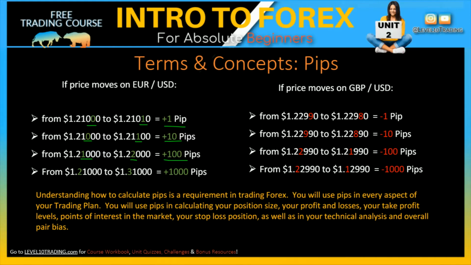And if the Euro USD moves from 1.21000 to 1.31000, that is a value change of 1,000 pips. I have broken down the same thing on the right hand side for if price was to fall, breaking it down by 1 pip increment, 10 pip, 100 pip, looking at the hundreds place here, and 1,000 pips reflecting here on the 1,000s place.